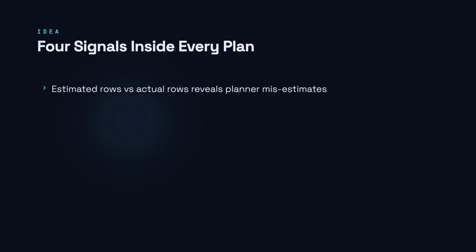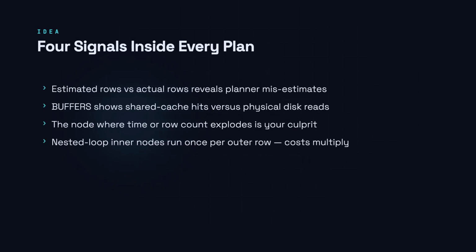Every slow plan hides one of 4 problems: a row count lie that chose the wrong join, a buffer miss that forced disk I/O, a single node doing most of the work, or a nested loop that multiplied a cheap inner scan into an expensive one.